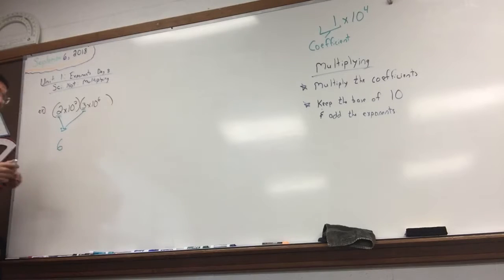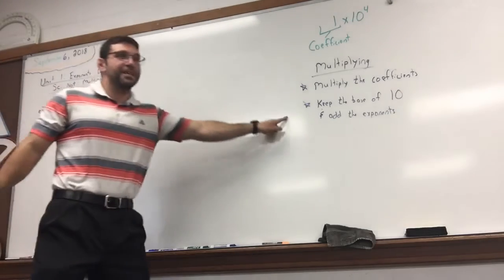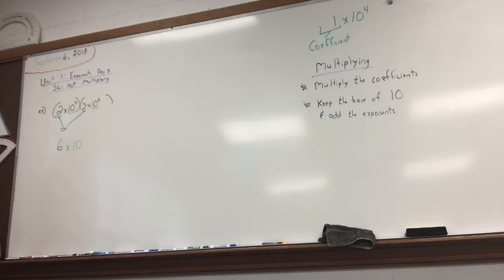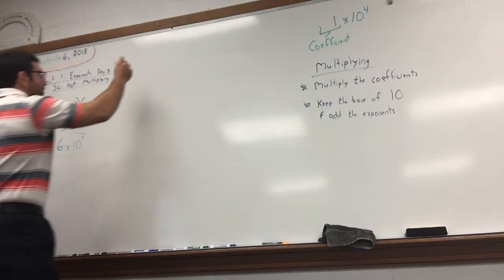We're still going to have times 10 to the something because these are like bases. The 10s don't change. Keep the base of 10. Add the exponents. 2, 6. What's my exponent going to be? 8. And we're done. Whoa. That's it. It is not hard. Multiply the coefficients, keep the base of 10, add the exponents. Everybody trusts me still, right? Not hard, yeah?